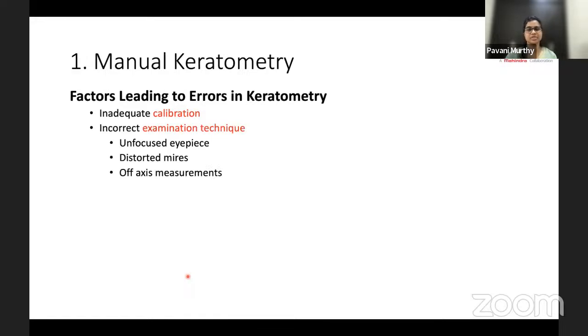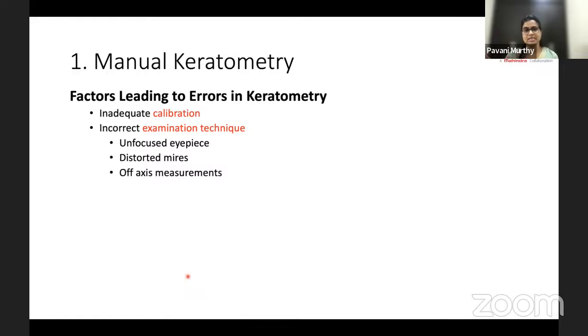Inadequate examination techniques, or proper alignment, proper focusing of the eyepiece, and clarity of the mires is very, very important. If you are unable to locate the mire, the instrument or the patient might not be aligned properly. If there is transient mire clarity, that means that there is some dryness. Ask the patient to blink a couple of times. If there is transient mire focus, then probably the forehead is not secured to the headrest.